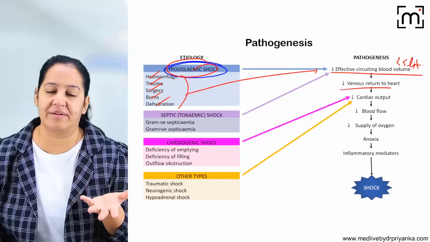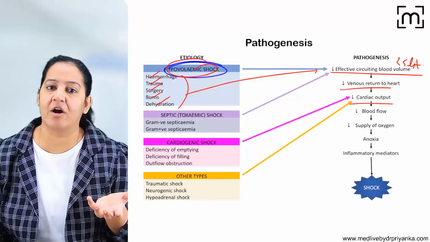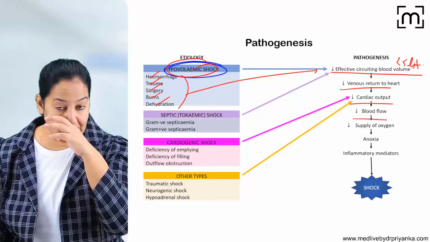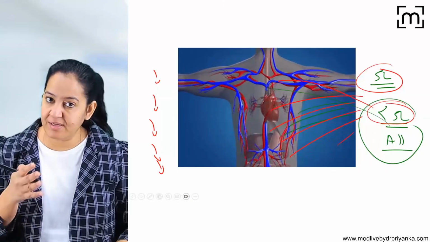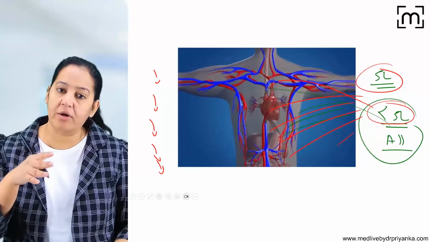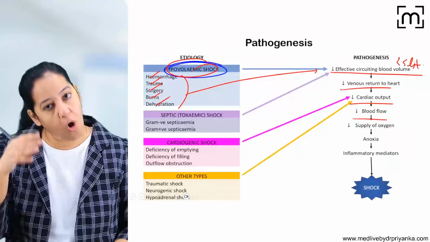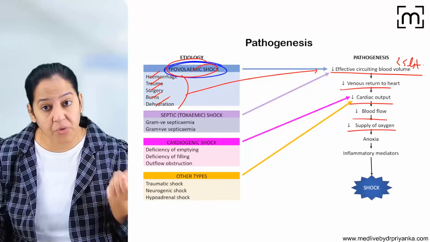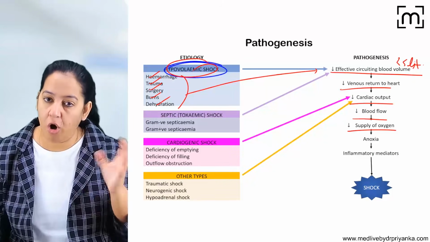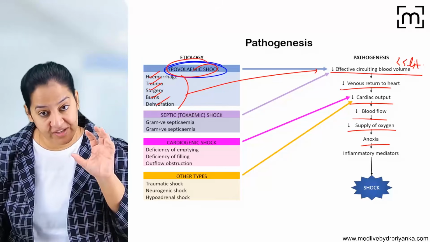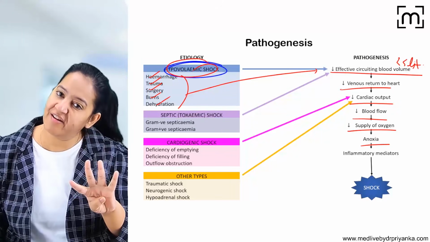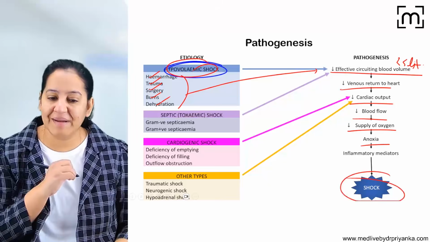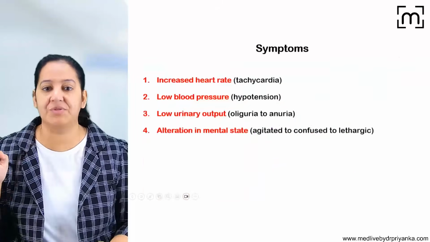So less venous return. Less venous return means less cardiac output. Less cardiac output means less flow to all the organs. All the organs will receive less blood, because venous return is less and cardiac output is less, so there is less blood in the aorta. Less blood means less oxygen. All the organs have anoxia. So first cell death, then organ death, then multiple organ death, then whole body failure, and then shock. Ultimately it leads to shock. So you have to write the pathogenesis like this.